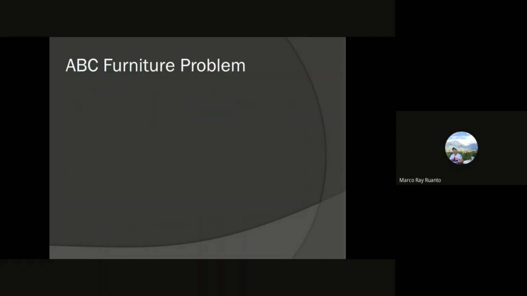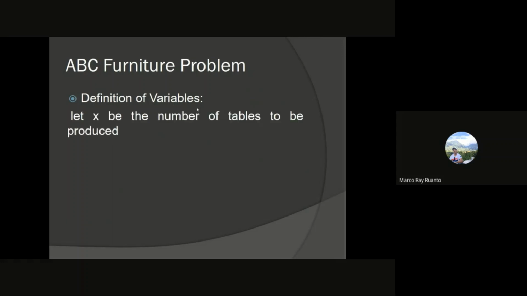The first step here is to define our variables. That is the first step in solving a linear optimization problem. So we define the variables. In this case, since the quantities involved are the tables, chairs, and the profit, we let X be the number of tables and Y be the number of chairs. And we let Z be the profit. Those would be the variables in this problem.